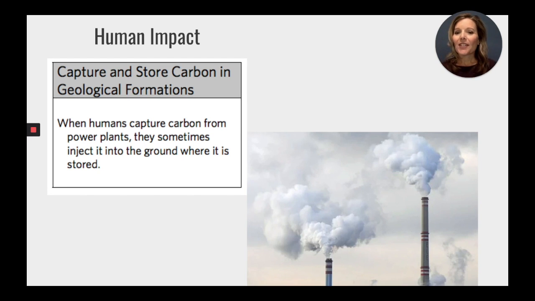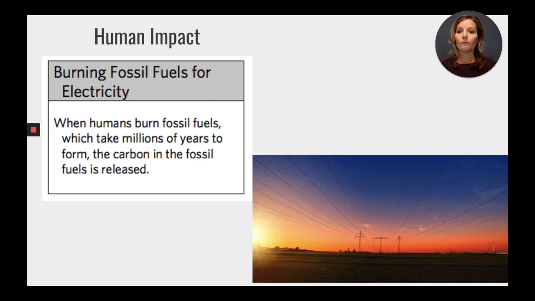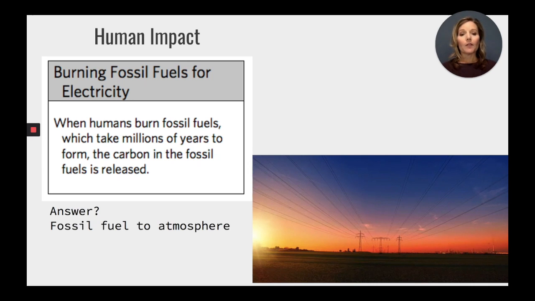This one's really kind of interesting, I think, is that sometimes power plants can actually capture some of the carbon and they can inject it into the ground and they can restore that carbon. So what do you think about this one? It seems almost lateral. And I thought the same thing. I said it could be fossil fuel to fossil fuel, or you could make the argument that we're going from the atmosphere into fossil fuel. So that's probably a positive outcome. When we burn fossil fuels for electricity, in that case, we're looking at fossil fuel to the atmosphere.